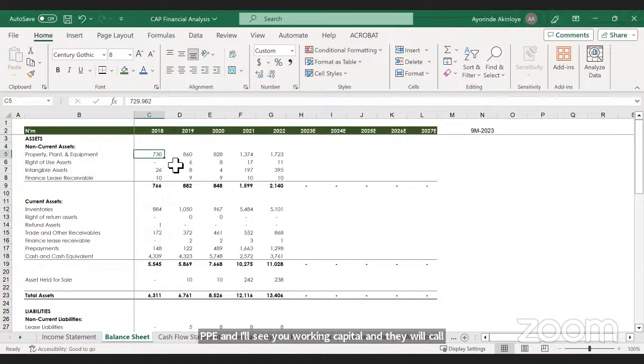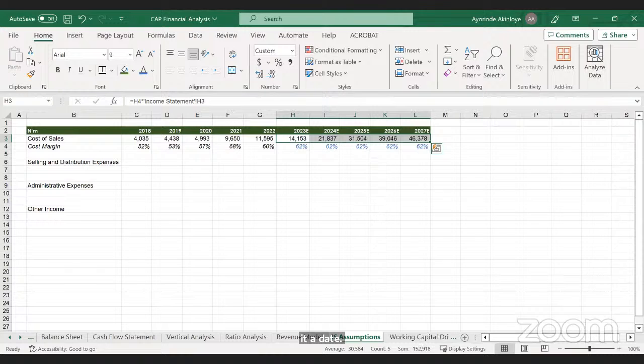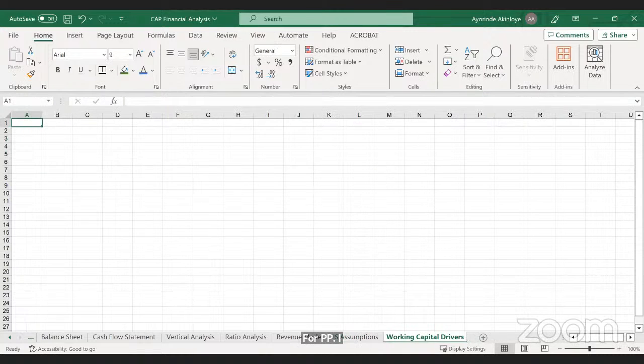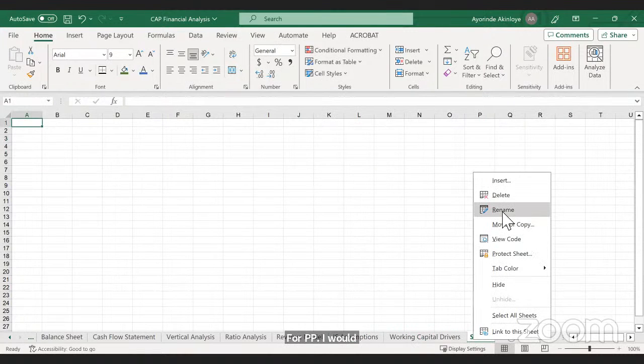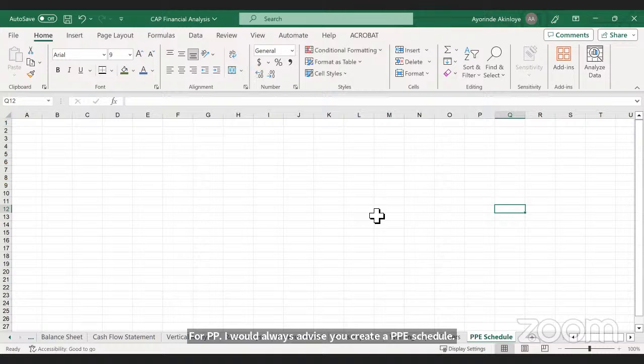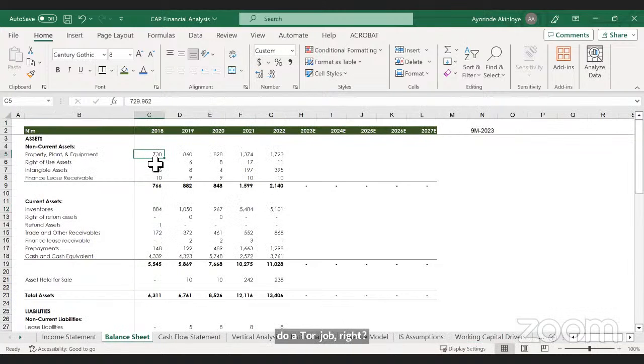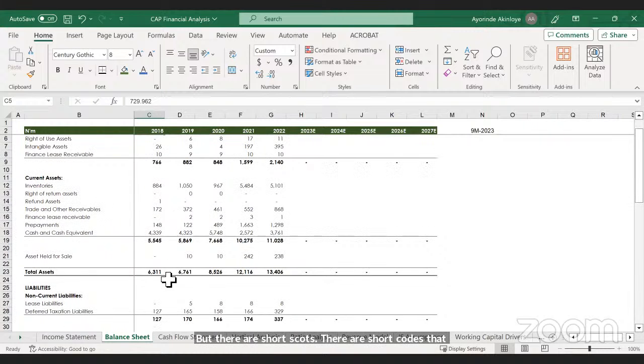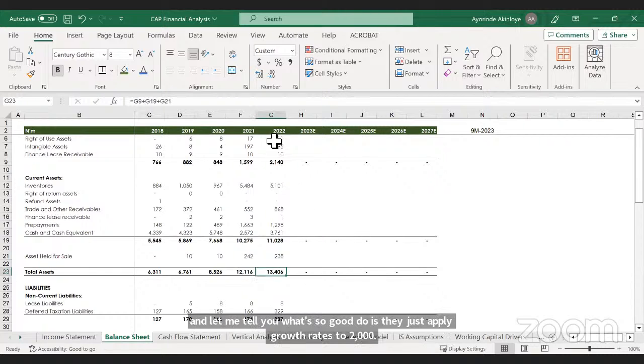For PPE, I always advise you create a PPE schedule if you want to do a thorough job, right? But there are shortcuts that you can use. What some people do is they just apply a growth rate to total assets. They estimate total assets.